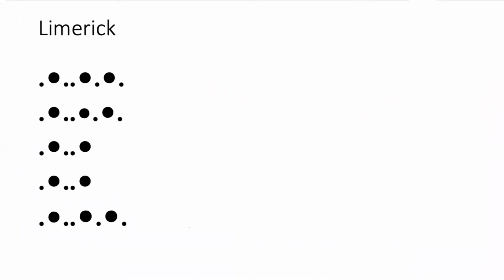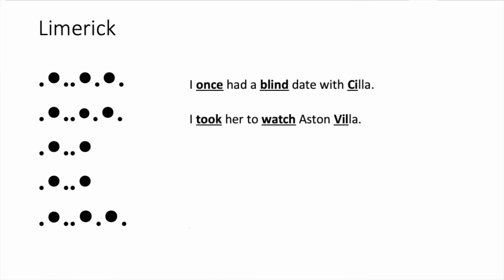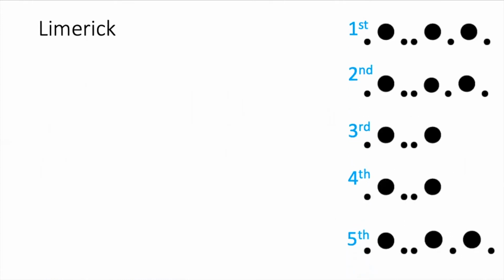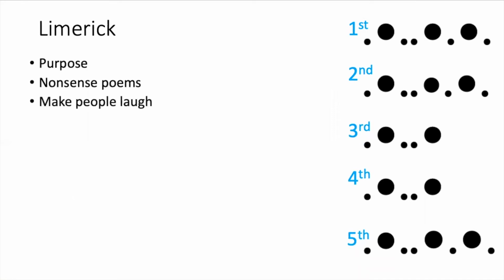And so if I read this one to you: I once had a blind date with Scylla. I took her to watch Aston Villa. She sang to the crowd and sang very loud, and that's why he threatened to kill her. Boom. But it follows that rhythm pattern on the left-hand side. That's important to know. So if we look at it, the purpose is it's a nonsense poem, makes people laugh generally.